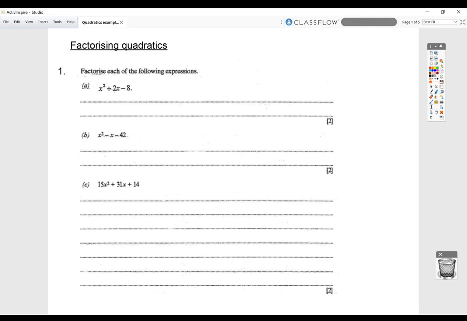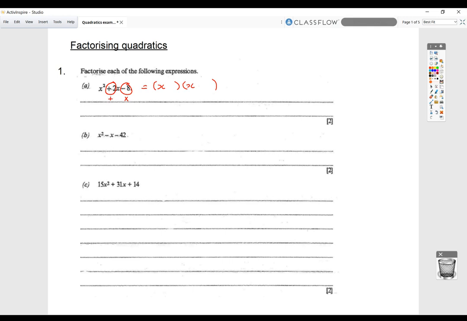Factorising quadratics. The first two questions are intermediate tier GCSE standard. What we have to do is write these as a pair of brackets. At the beginning of each bracket, we have x and x, and we are looking for two numbers that link to the -8. They have to multiply to make the end number, and the same two numbers have to add to give us +2.